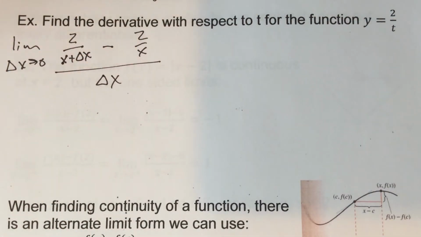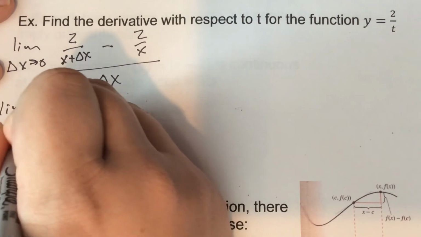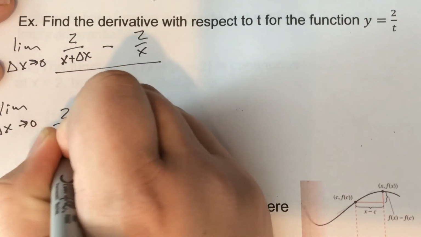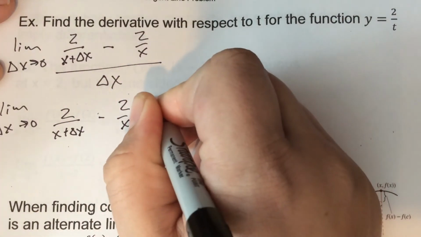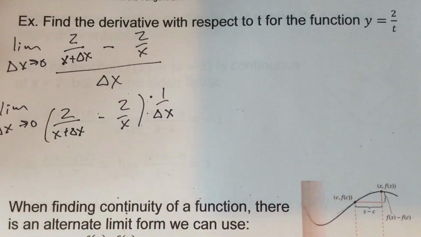So when we're dealing with fractions and side fractions, we're going to do leave, change, opposite. So this is going to become the limit as the change of x approaches 0 of 2 over x plus change of x minus 2 over x, and the whole thing will be times 1 over change of x. Because we're going to leave the top alone, change from division to multiplication, and then flip the bottom one over.